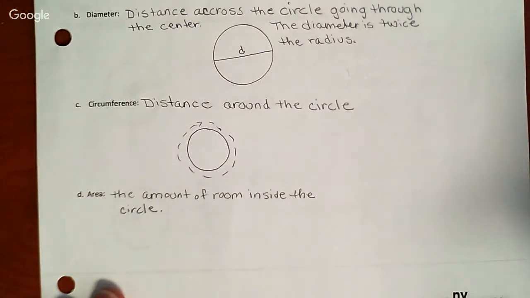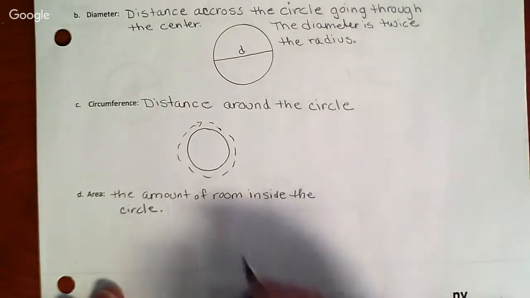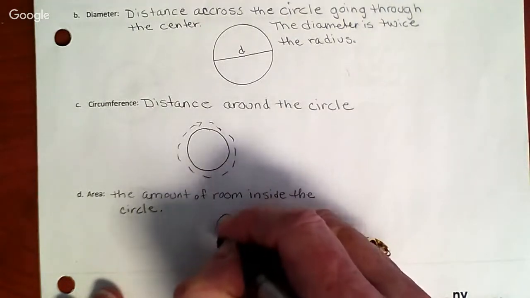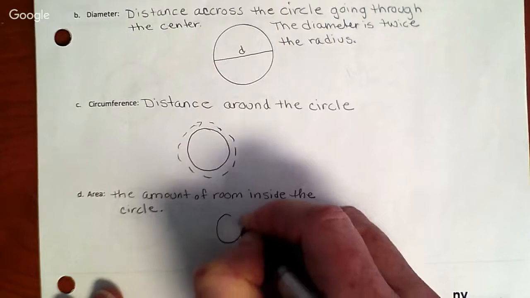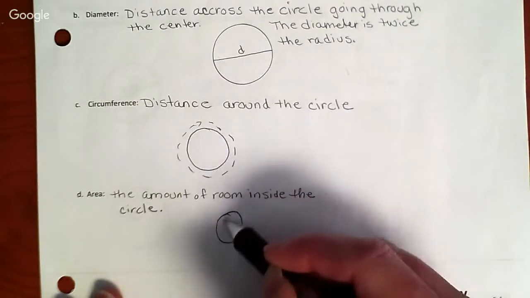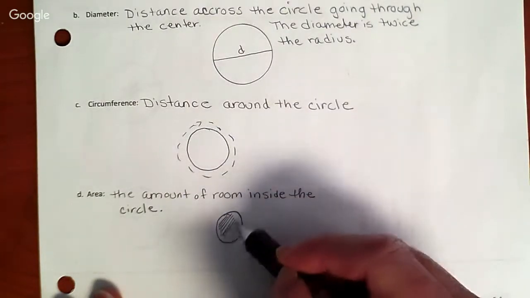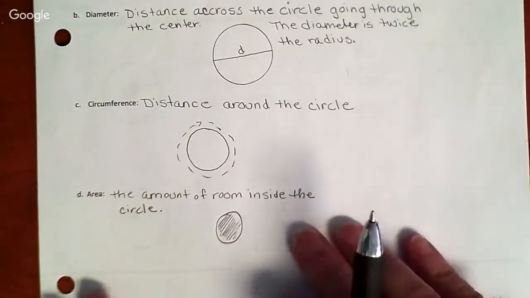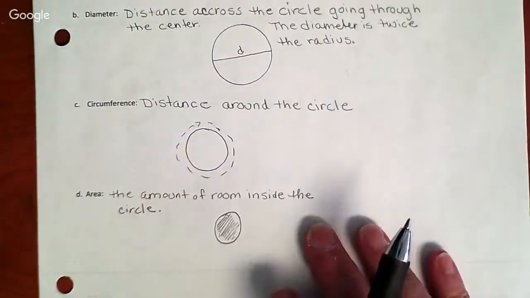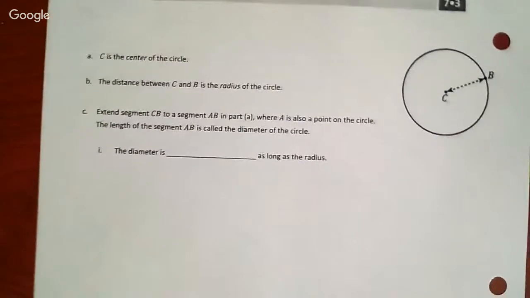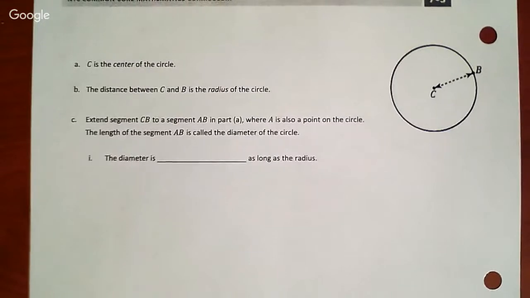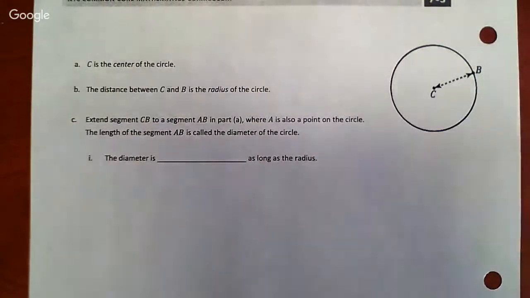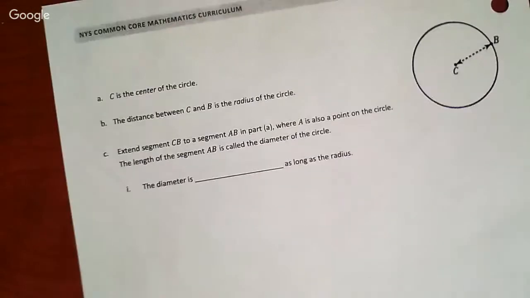And area, the amount of room inside the circle, which I did have on the board, but let me show you. And it's the room inside the circle here. Okay. Now moving forward, as you can see, just talking again about these.